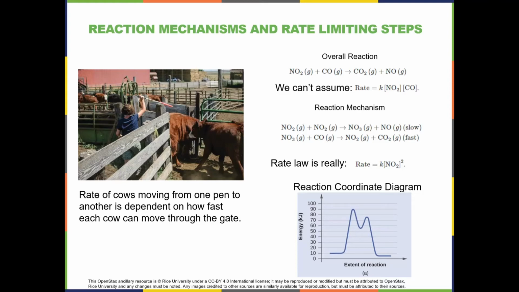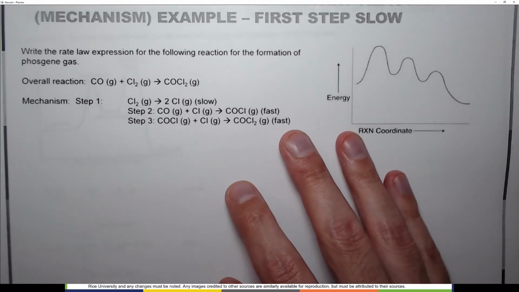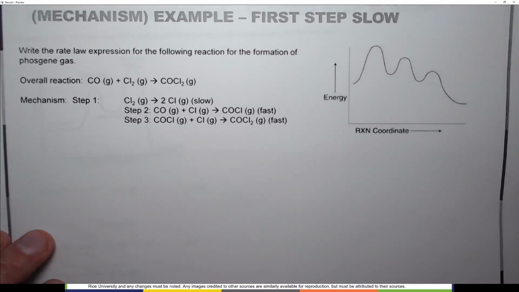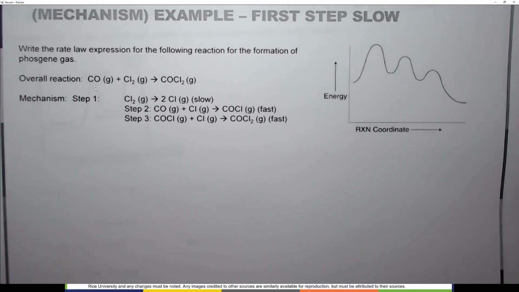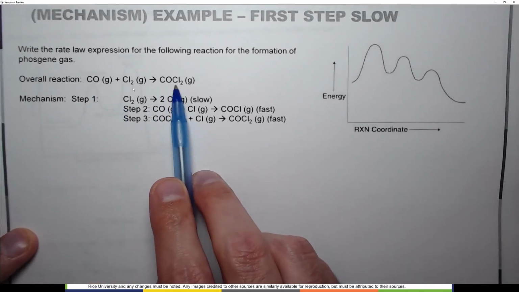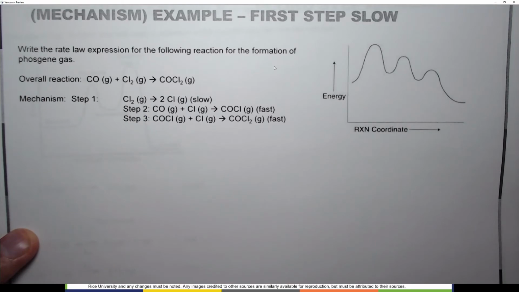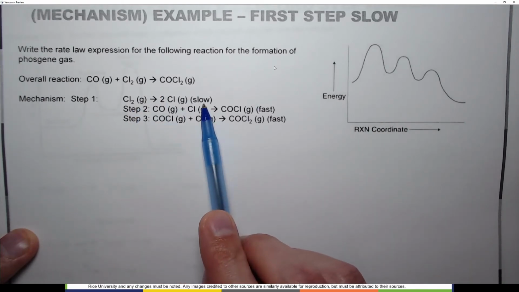So I'm going to switch back over, like usual, to the slide here. So here we have a reaction where the overall reaction is CO plus Cl2 yields COCl2. And in this reaction, the first step, Cl2 forming 2Cl gas, is the slow step.